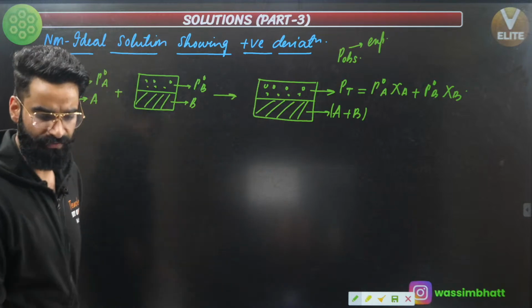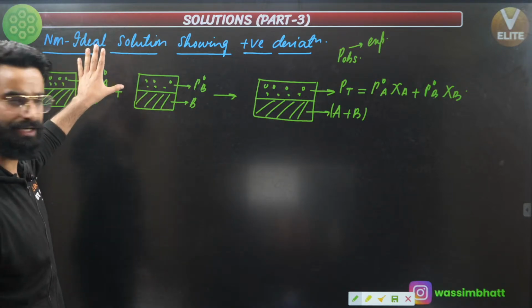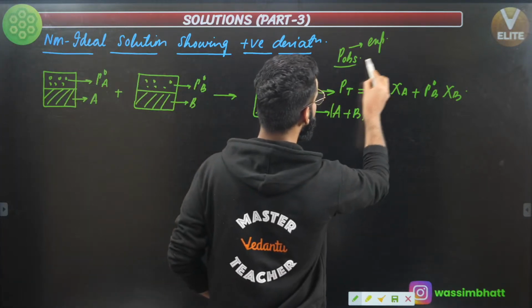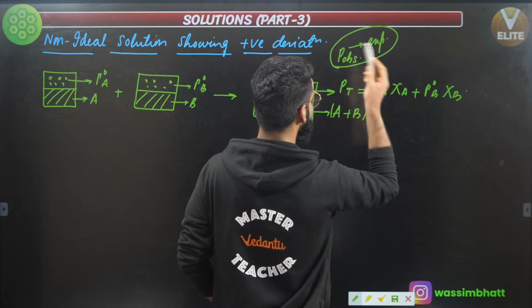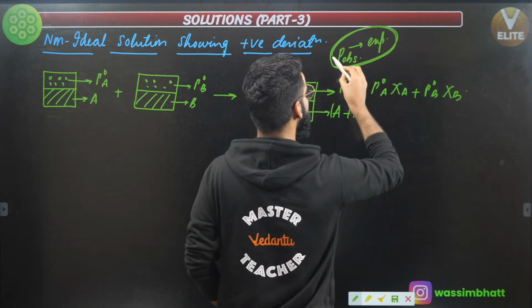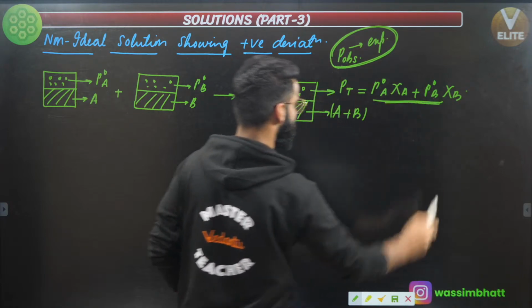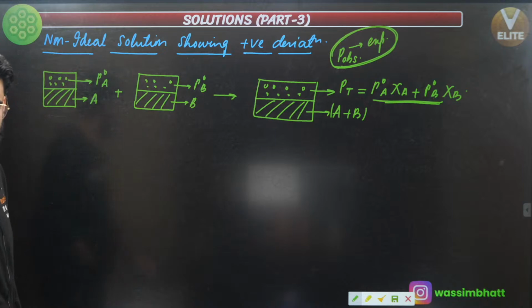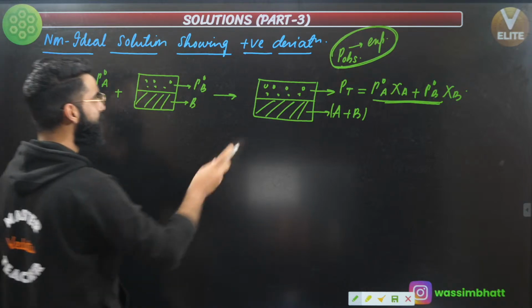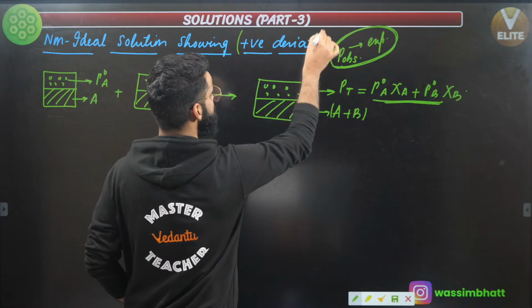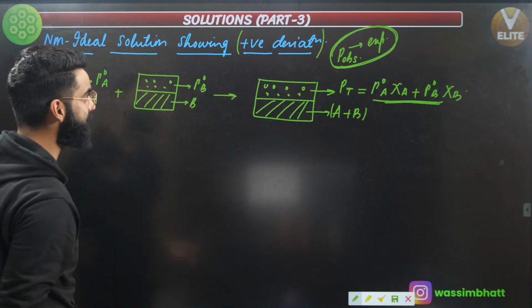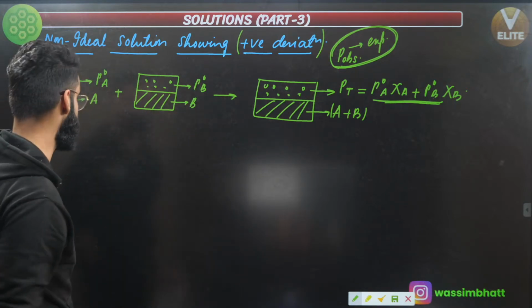Now, first of all, in case of non-ideal solutions, we know the observed vapor pressure, or you can say the actual vapor pressure, or the experimentally determined vapor pressure, won't be equal to the theoretically determined vapor pressure. Correct? In case of non-ideal solutions, right? And this is the case which shows positive deviation. I mean, this is the case which I'm calling a non-ideal solution showing positive deviation.